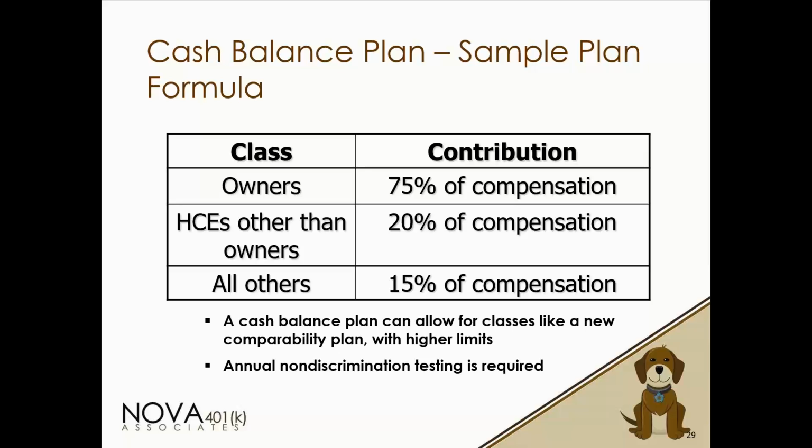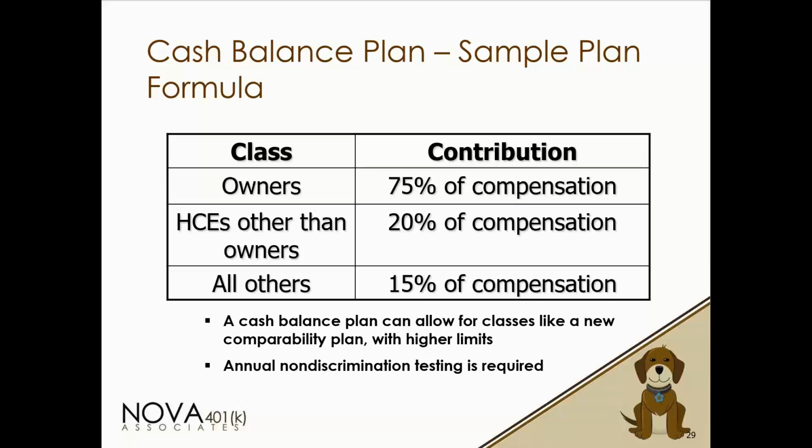So one example would be you give the owner 75% of pay, all the other HCEs 20% of pay, and then everybody else, the non-highlies, you give them 15% of pay. So you can have classes like you do in a new comparability plan, but you can see it's much higher limits. You couldn't give, in our previous example of the new comparability, where I think in that example we had the owner making $205,000.